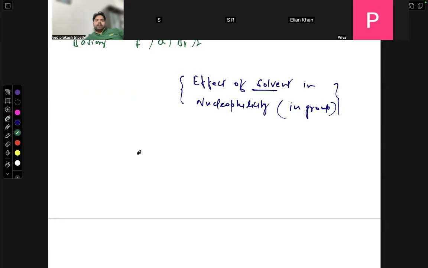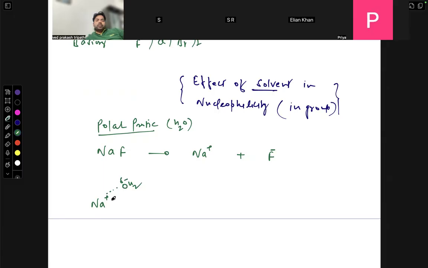For example, suppose we have NaF, any ionic solid. Now you can break this into Na plus and F minus. So suppose you are using a polar protic solvent, and we can consider H2O as a polar protic solvent. Now you know that you have two ions, Na plus and F minus. Suppose this is Na plus. So Na plus gets solvated by the oxygen of water. Because this is negative, this is positive, so there is an interaction.